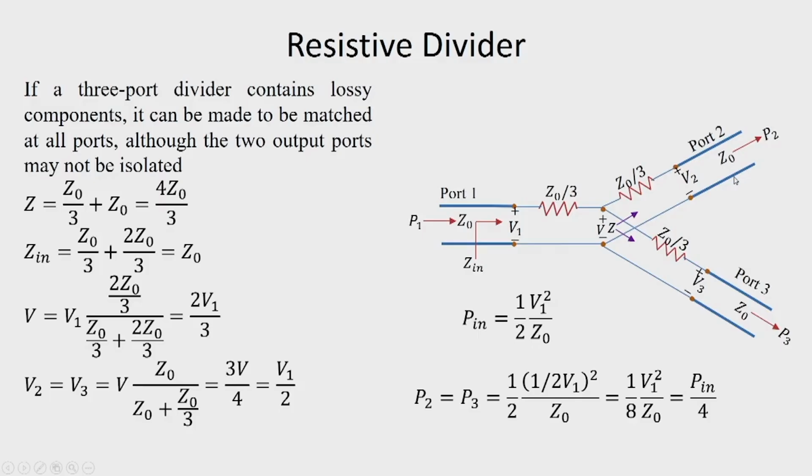So, port 2 gets 1/4 of the input power, port 3 also gets 1/4 of the input power. So, we can see that the power that is appearing at port 2 and port 3 are equal. However, we do not get the input power divided between port 2 and 3.